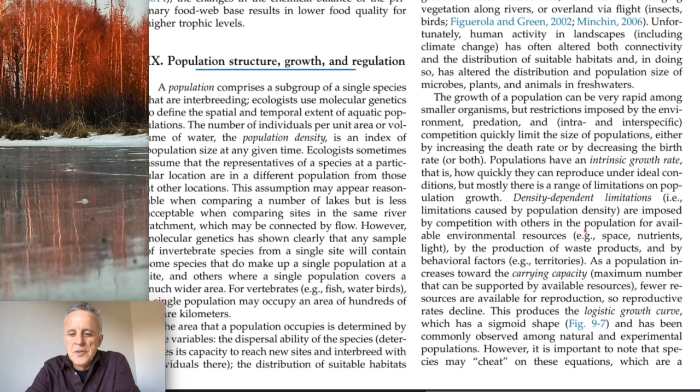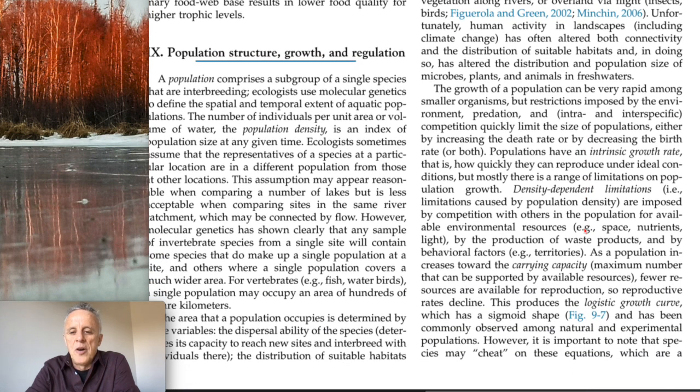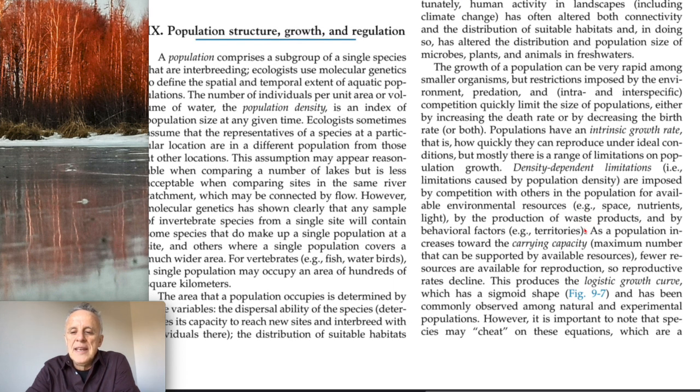The growth of a population can be very rapid amongst smaller organisms, but restrictions imposed by the environment, predation, and intra and interspecific competition quickly limit the size of populations, either by increasing the death rate or by decreasing the birth rate. Populations have an intrinsic growth rate, that is how quickly they can reproduce under ideal conditions, but mostly there is a range of limitation on population growth.